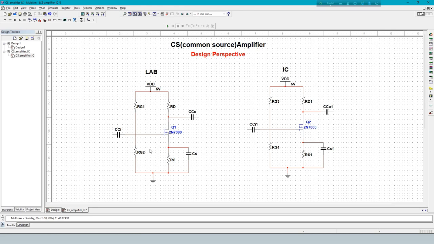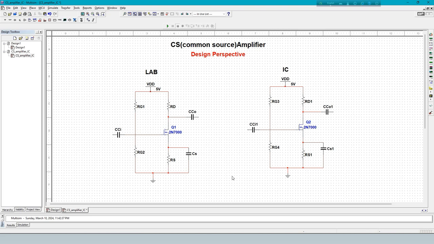Second, MOSFET size. In the laboratory, MOSFET size is in the centimeter range, around 1 to 3 centimeters. In IC design, the MOSFET size is very small, in the micrometer range. Supply voltage: in the lab, the MOSFET size is big, so the operating voltage is high, but in IC, the MOSFET size is so small that it can work with a much lower supply voltage, around 2 volts.